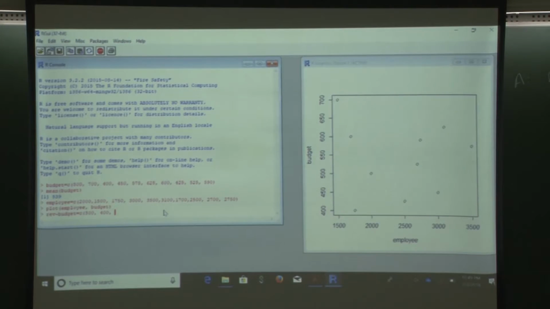Okay, let me put 500, 400, 450, or if I just rearrange all these things, that should probably be better. What is the smallest one? 400. Then the second smallest one, 425, right? Third, 450. Next, 500. Next, 525.